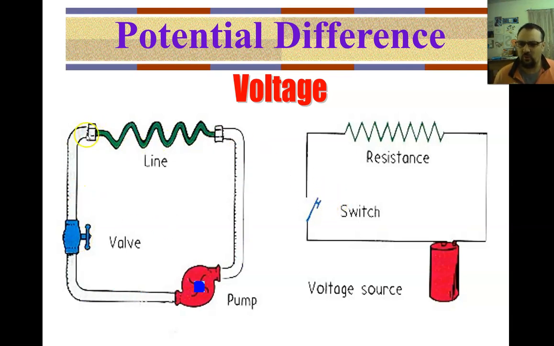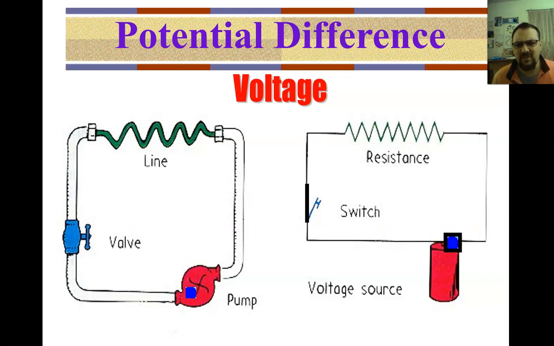Instead of having this area where the water flow is kind of constricted, we're going to have a resistor. But instead of having a pump, we have something like a battery source, a source of voltage. You close that switch, it allows the current to flow. The current will flow as the particles are pushed at a certain rate by the voltage source. All right, so current, that's how fast things are moving.